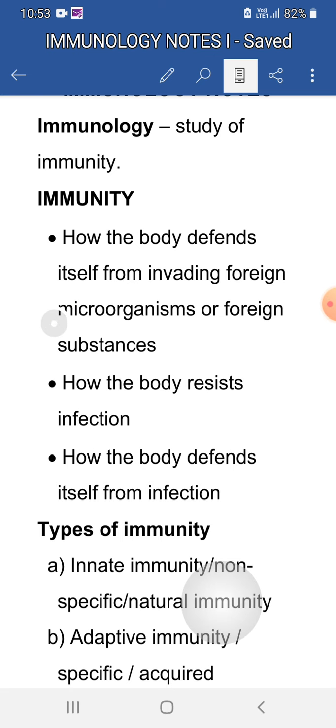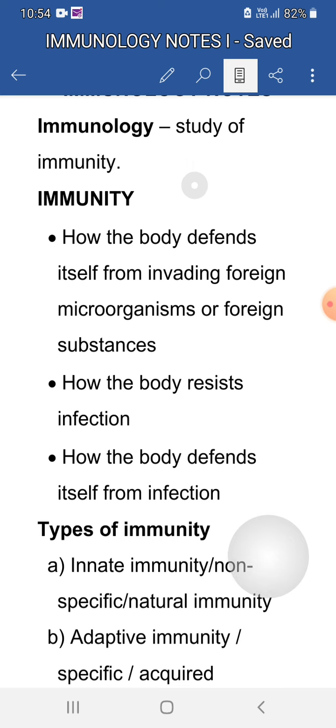The microorganisms may be bacteria, parasites, or viruses, while foreign substances may be poison, chemicals, or even dust particles. The second one is how the body resists infection, which can be put another way, how the body defends itself from infection. We can then see that immunology is the study of how the body resists infection or how the body defends itself from foreign invasion.